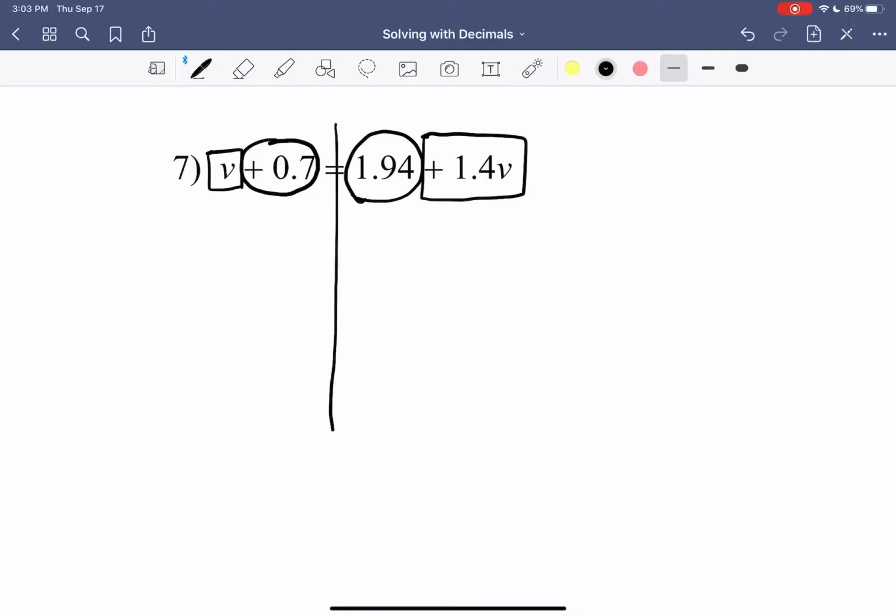So right here we have a 1, so we need to determine whether 1 or 1.4 is smaller. So our 1 is smaller, so we're going to subtract 1v from each side. And on the left, we'll be left with a positive 0.7 equals 1.94. And then over here, 1.4 minus 1 is going to be a positive 0.4v.